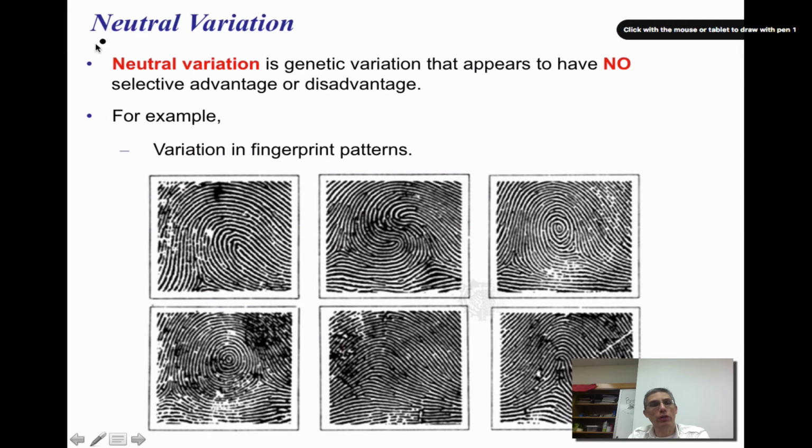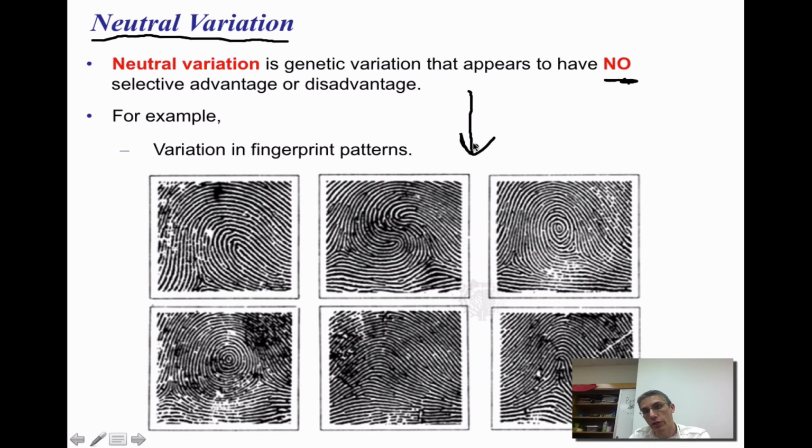The last one we're going to look at is something called neutral variation. Neutral variation is simply genetic variation that appears to have no selective advantage or disadvantage in the population. Fingerprints are a really good example of this. There are a lot of different varieties of fingerprints in our population, but it doesn't really cause you any type of disadvantage to have this type of fingerprint over this type of fingerprint. And it really doesn't give you any type of advantage either. So that would be considered a neutral type of variation within a population.